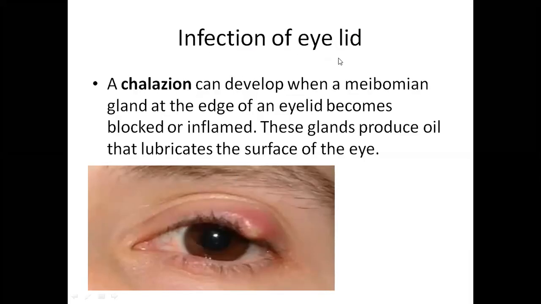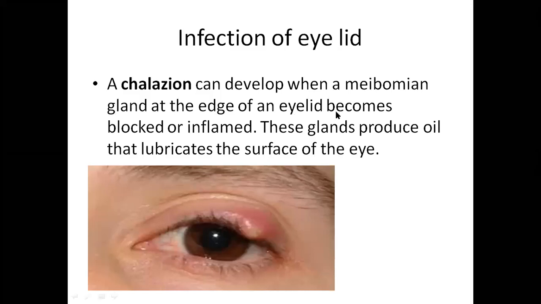What is infection of the eyelid? So a chalazion is a very common infection जो आपको यहाँ पर एक swelling सी हो जाती है, ठीक है. Can develop when a meibomian gland, मैंने आपको बताया tarsal plate के अंदर एक glands होते हैं जिसको meibomian glands कहते हैं, and that glands actually secrete the oily secretion.